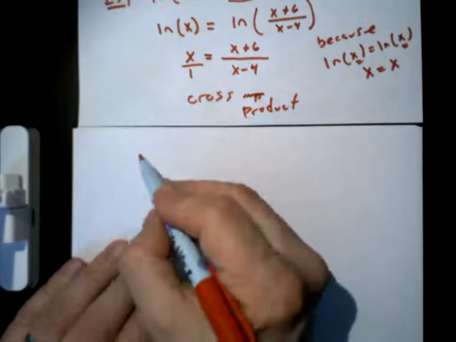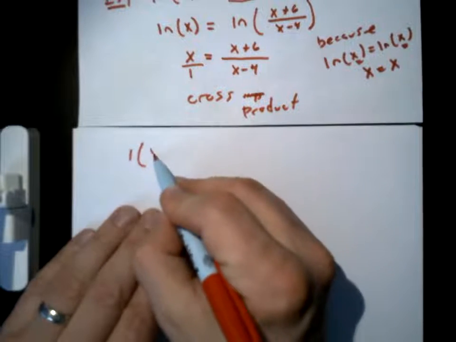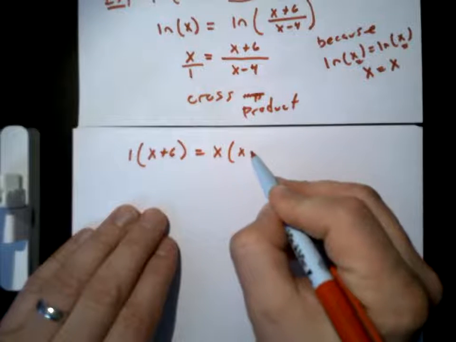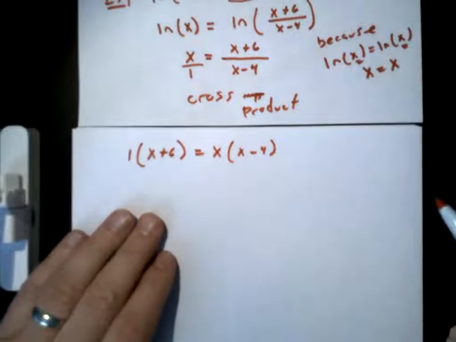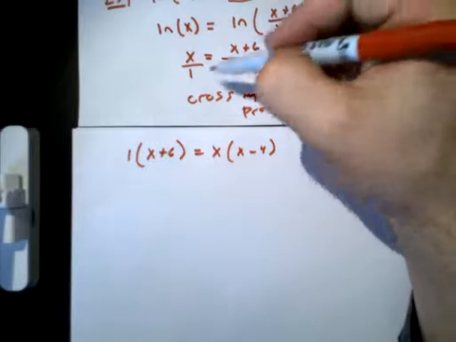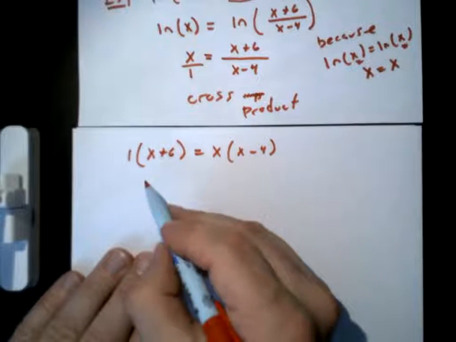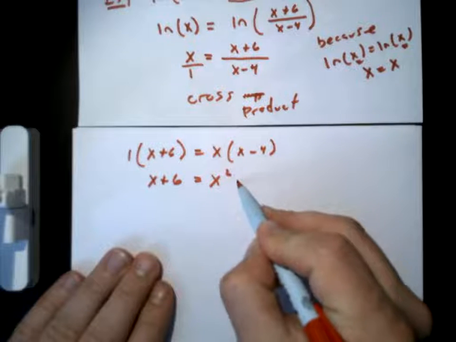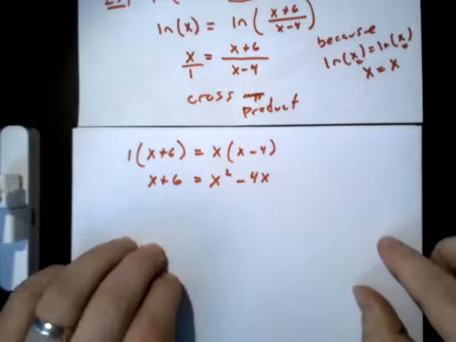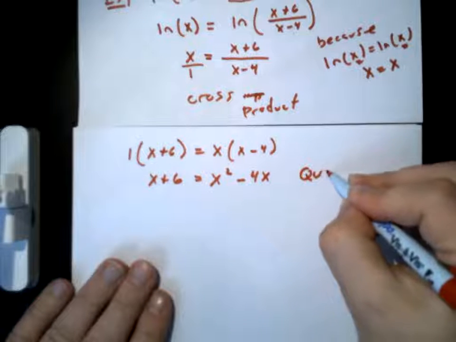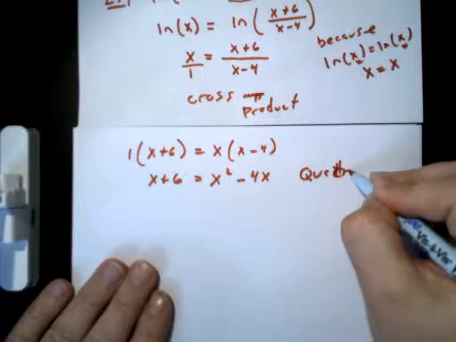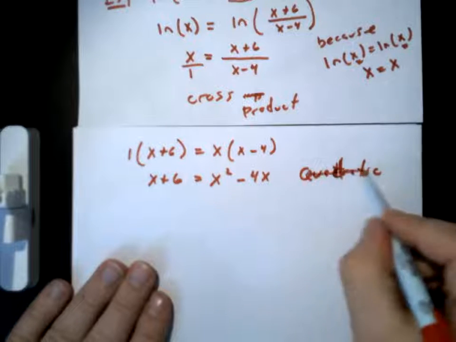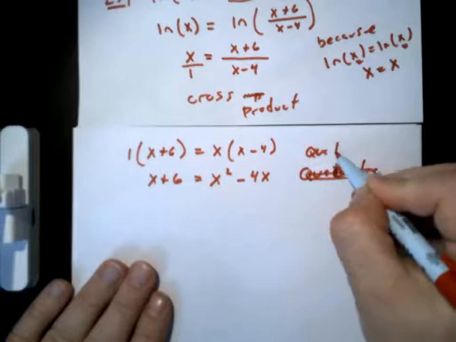So here we go. Let's do this. That's 1 times x plus 6 equals x times x minus 4 if you cross multiply. Hope you get to see that if you cross multiply. Now, be careful distributing. This is x squared. This is 4x. Well, it looks like we have what we call a quadratic.